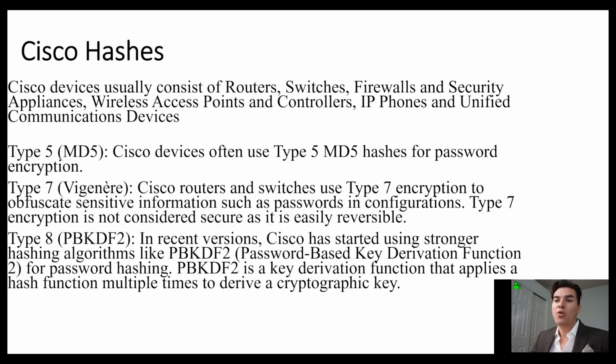Cisco hashes. So Cisco devices usually consist of routers, switches, firewalls, and security appliances. And it's going to store all of your passwords using different types of hashing algorithms. And so originally they used type 5, which is a weaker hashing algorithm. And then they used type 7, which is a Vigenère cipher. And then now they're using PBKDF2, and it's a lot stronger hashing algorithm.